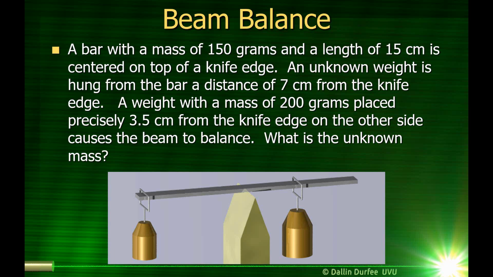A bar with a mass of 150 grams and a length of 15 centimeters is centered on top of a knife edge. An unknown weight is hung from the bar a distance of 7 centimeters from the knife edge. A weight with a mass of 200 grams placed precisely 3.5 centimeters from the knife's edge on the other side causes the beam to balance. What is the unknown mass? So this is how a beam balance works. This is how you can weigh things even though maybe you have a finite set of masses to compare it with. You can change lever arms.